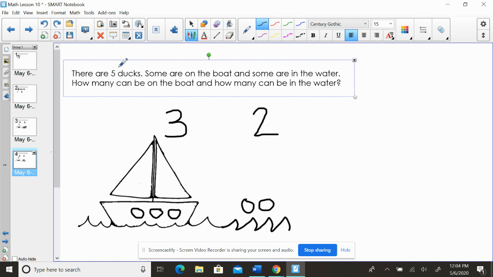When you guys do this on your own today, you're going to have one problem that doesn't give you a picture, where you will draw a line and split your circles into 2 groups, and your other problem will give you a picture.